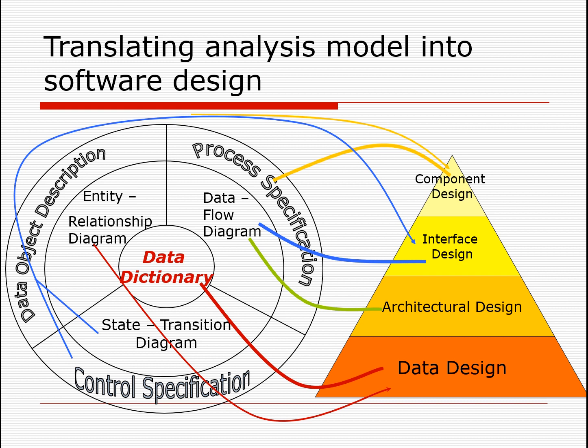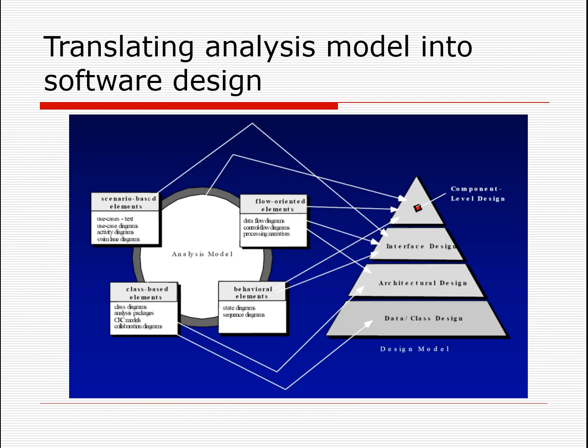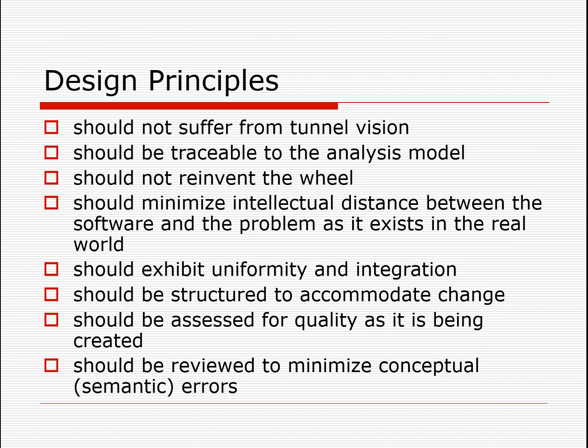So data design is also the most important, along with architectural design, interface design and component design. This is the criteria which we consider while designing. So we can translate the analysis model into a software design. We have to convert it into the form of a software design. Then we are moving toward the principles.